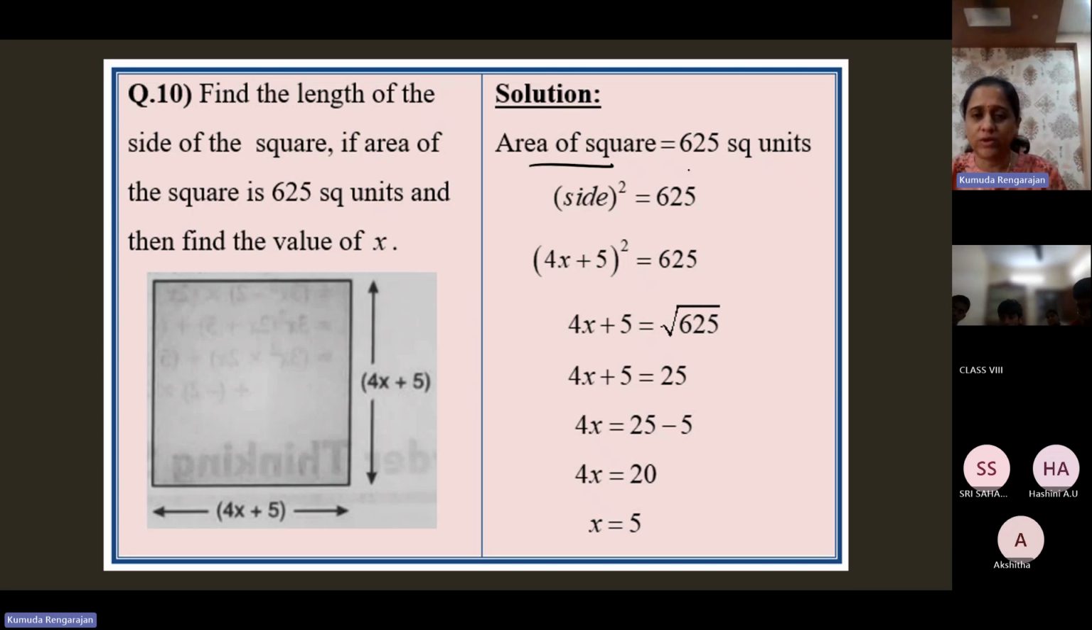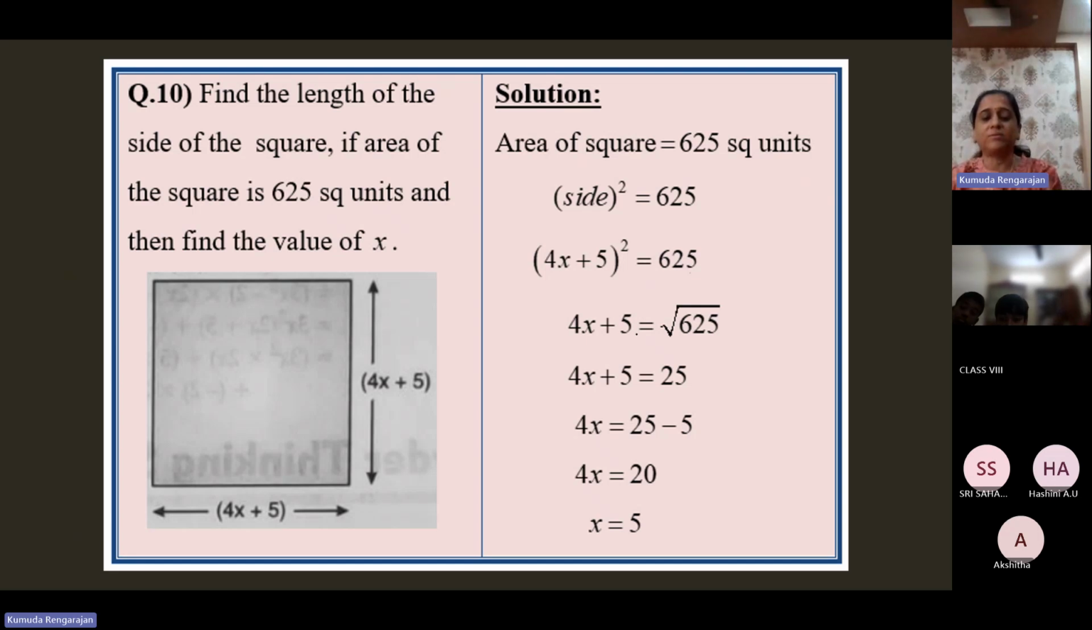Area of the square is 625. Area formula is side square. Area means side square. So side square is 625. But what's the side here? 4x plus 5. The whole square, because side squared is 625. Now don't expand. Don't say this is a plus b the whole square, so I expanded. You should not expand here. You should not expand. So 4x plus 5, the whole square is 625.